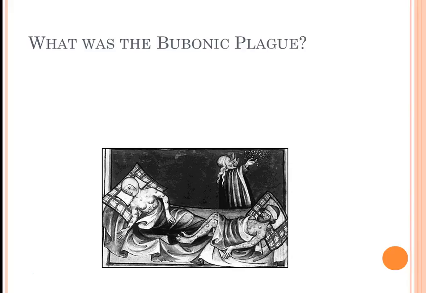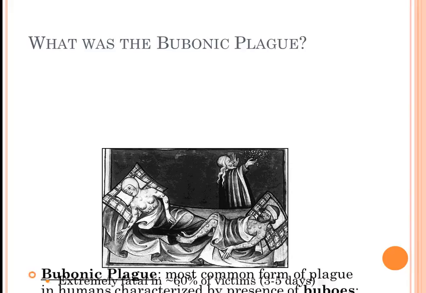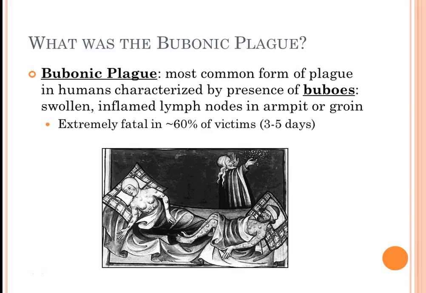So first of all, what actually was the bubonic plague? Any plague is a widespread disease. The bubonic plague was the most common form of plague in humans that is characterized by the presence of buboes, which we talked about in class. Those were swollen, inflamed lymph nodes in the armpit or the groin. They would appear all over the body, like bloody boils. They would burst, and there would be blood and pus and really gross stuff.